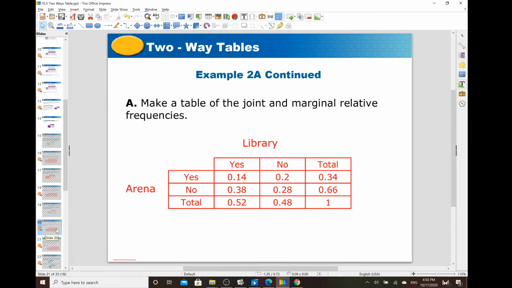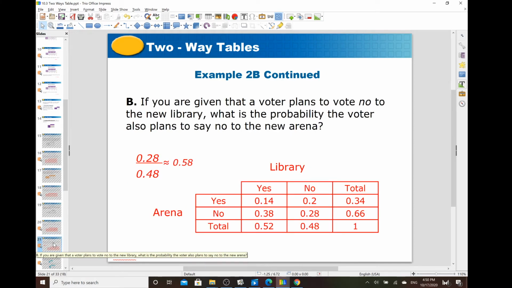Once you divide, let's see what else we need to figure out. Part B: given that a voter planned to vote no to the new library, in the column for voting no to the new library, what's the probability the voter also planned to say no to the new arena? For the no column, the intersection is 0.28, and then over 0.48, the people saying no to both library and arena. So it's 0.28 over 0.48. Divide, and that'll be about 0.58.